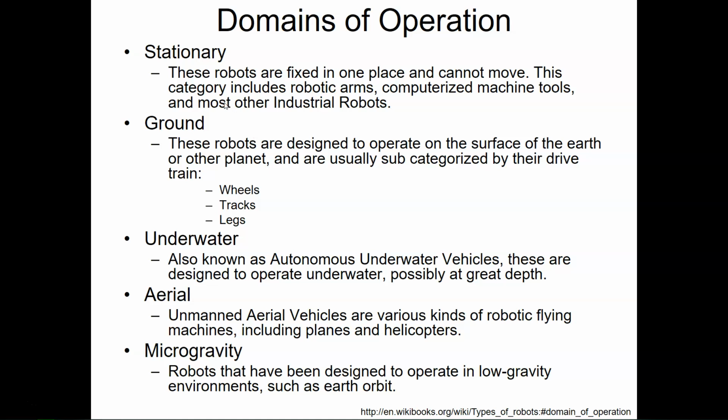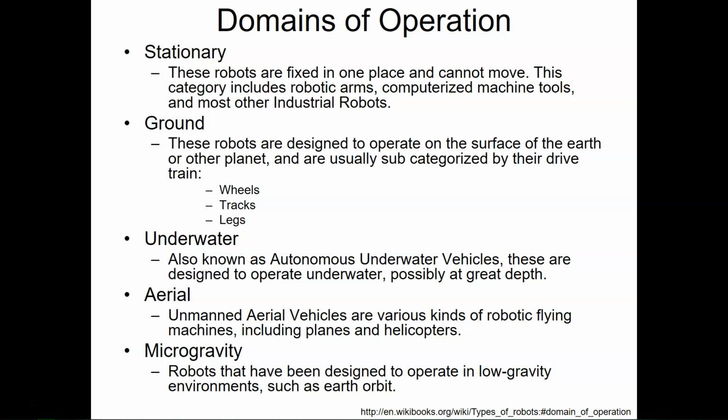Okay, so we have several different types of domains of operation. What that means is places where the robots operate. Where do they live? Where's their favorite place to be? So we have stationary robots. These are ones that are fixed in place and don't really move. These are the robot arms we typically think of when we talk about robots. We have computerized machine tools. If you've ever seen a CNC machine, technically that's a robot. A lot of industrial robots are stationary. We'll talk about the reason why after a while.